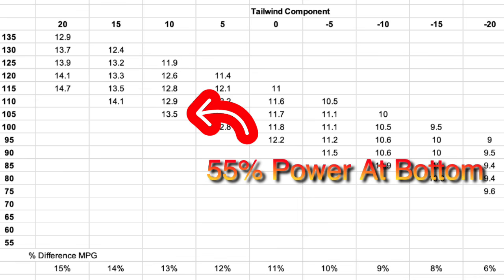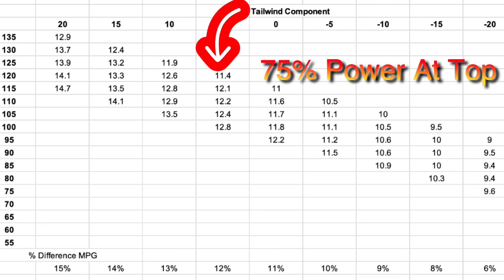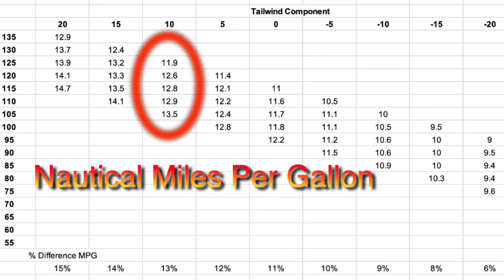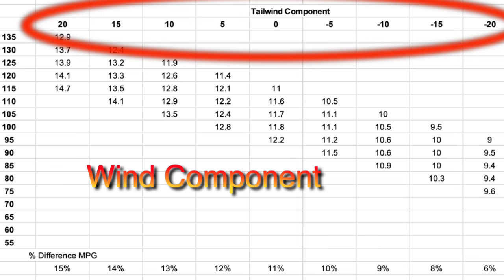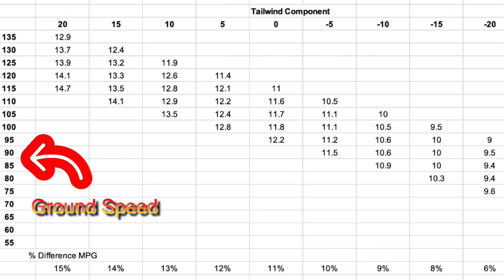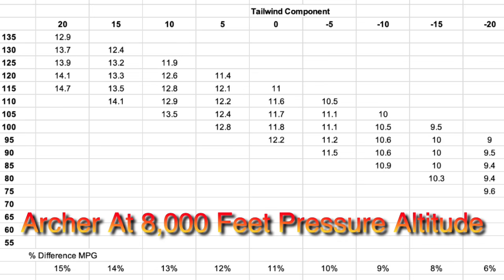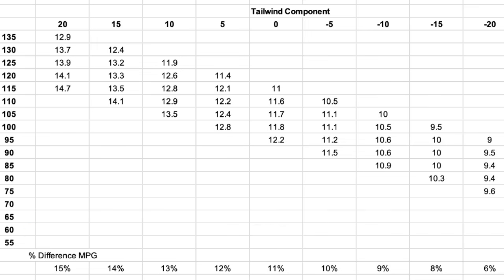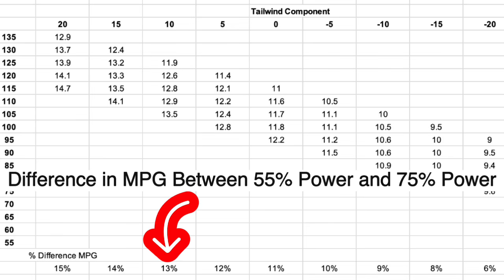So here we have the spreadsheet that I created with power settings from a Piper Archer ranging from 55% power all the way to 75% power. And I computed the nautical miles per gallon against the wind components all the way from a 20 knot tailwind all the way to a 20 knot headwind. And these figures are based on the Archer cruising at 8,000 feet, which arguably is a typical cruise altitude for this airplane. And then at the very bottom, I want you to notice a percentage, and this is the percentage difference between the lowest and highest power settings at each wind component. We're going to come back to this number throughout this film.